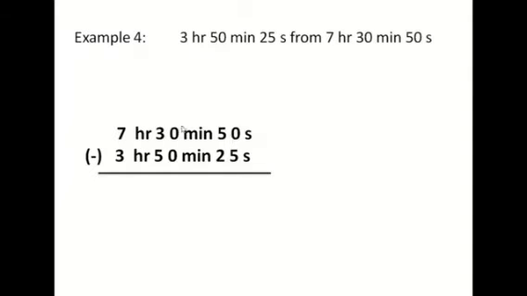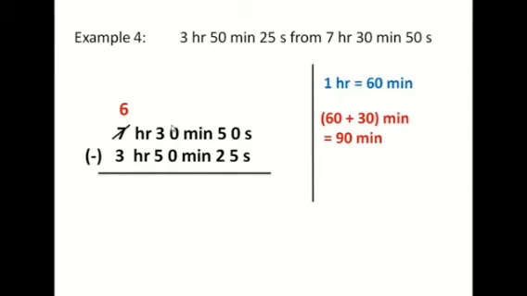But in the minutes it is 30 minus 50. We cannot do that. So what will we do? We will borrow 1 hour from 7 and make this minute bigger than 50. Yes? So let's start. I have borrowed 1 from 7. So it became 6. Now that 1 hour means 60 minutes. So 60 plus 30. It is now 90 minutes.